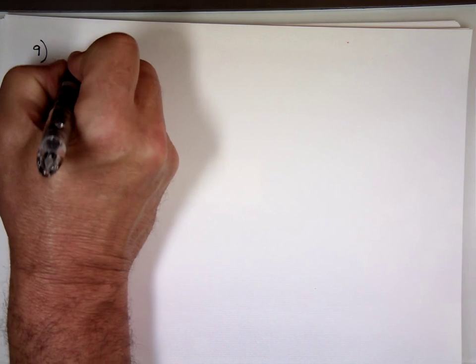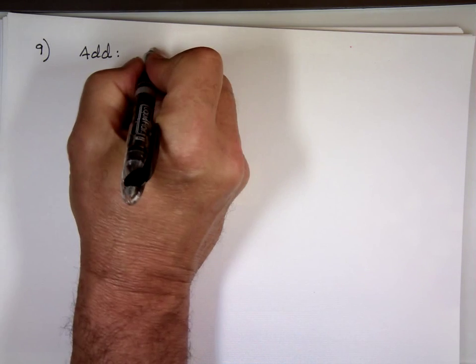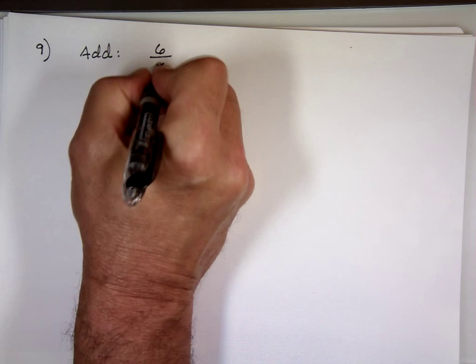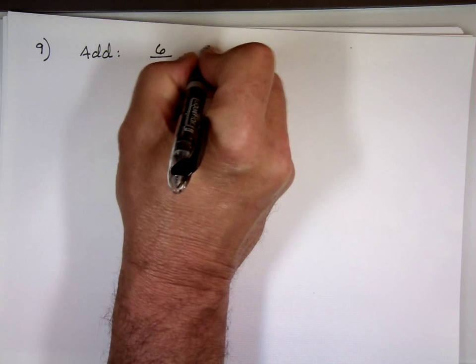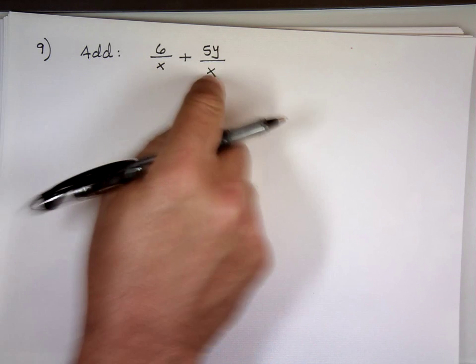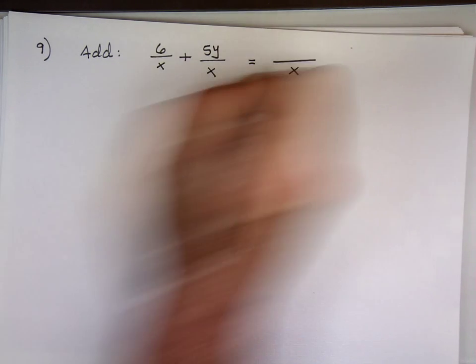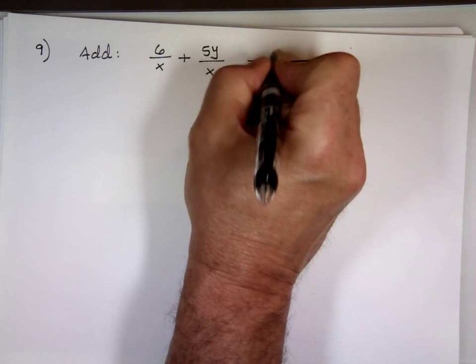Add 6 over x plus 5y over x. Notice the bottom is the same for both of them. We leave it and we add the two tops.